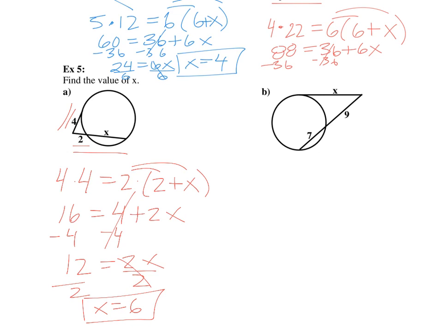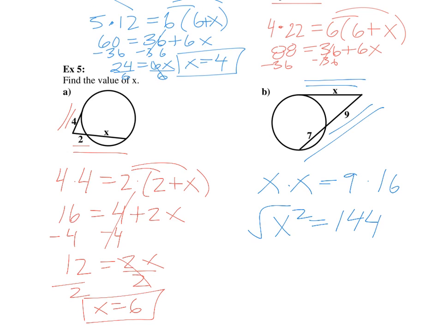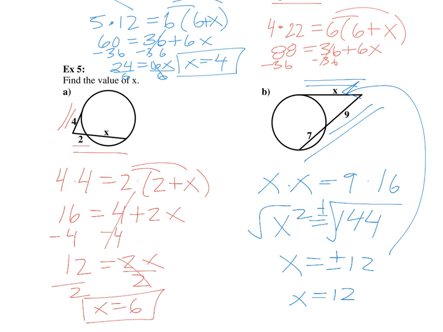Last one. Here's my tangent. I have x multiplied by itself times x is equal to 9 times, what's this whole thing? 16. So I have x squared is equal to 144. Square root both sides. Don't forget the positive and the negative. X is equal to positive negative 12. Does the negative case work if you plug it in? Nope, you cannot have a negative length. So just working with the positive case. X is equal to 12. That's all there is to it.